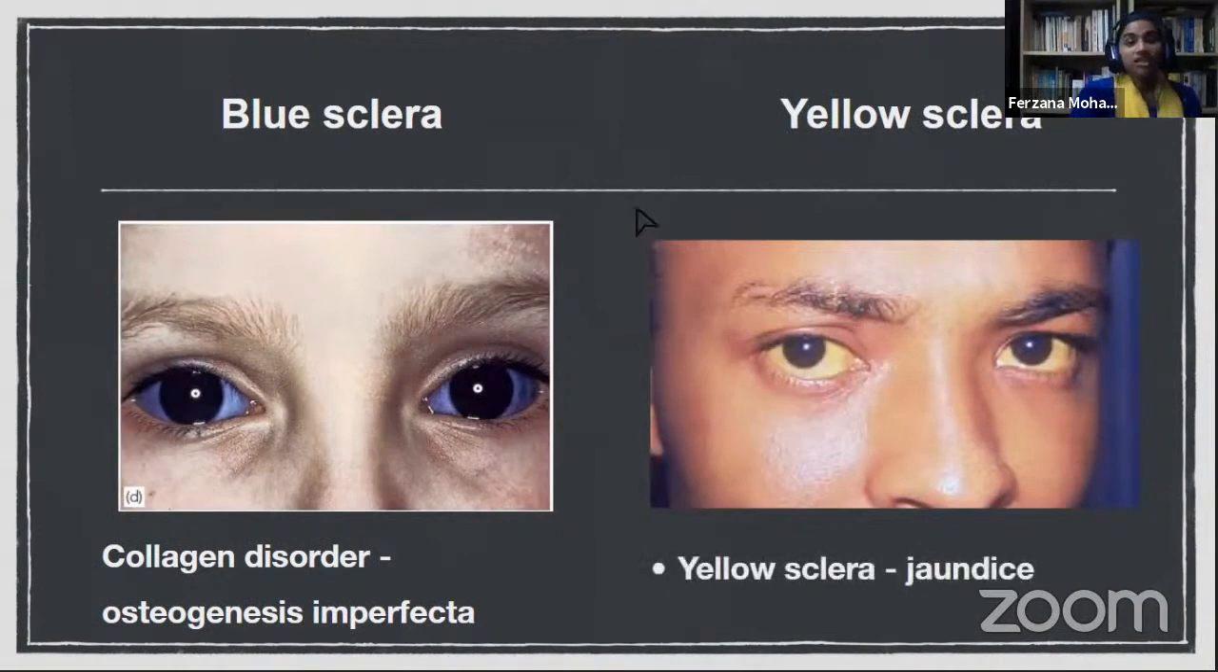Physiologically also, sometimes in children, you can get a slight bluish discoloration of the sclera. This is because of the thinness of the sclera. And in the elderly, sometimes you may get a yellowish discoloration. This is because of the deposition of lipids.